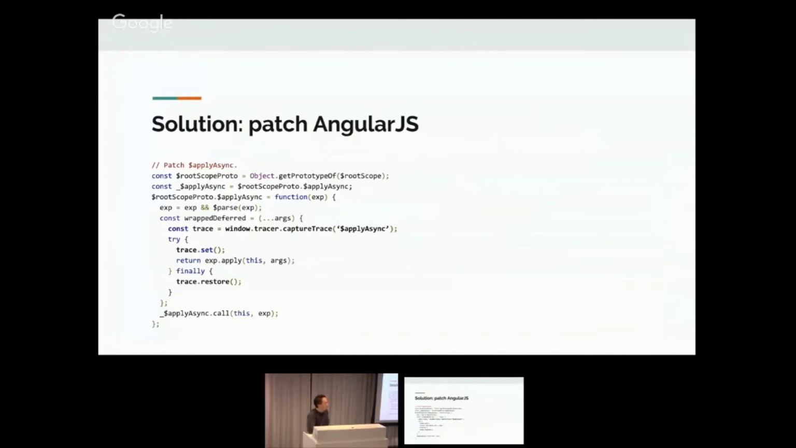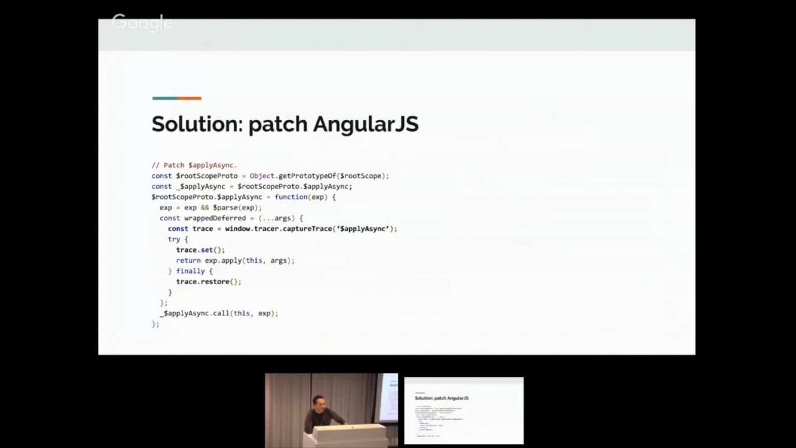So how would we do this, right? Can you see this all right? Well, here's a sample of patching applyAsync. We get the prototype of $rootScope. We store a reference to applyAsync's original implementation, and then we write our own wrapped executor function. It's going to capture the current stack trace recorded from Error.stack. And then it gives you a couple of methods: when this gets called, we restore the stack trace that was captured before, and when you're done executing the original applyAsync, we restore the previous state.